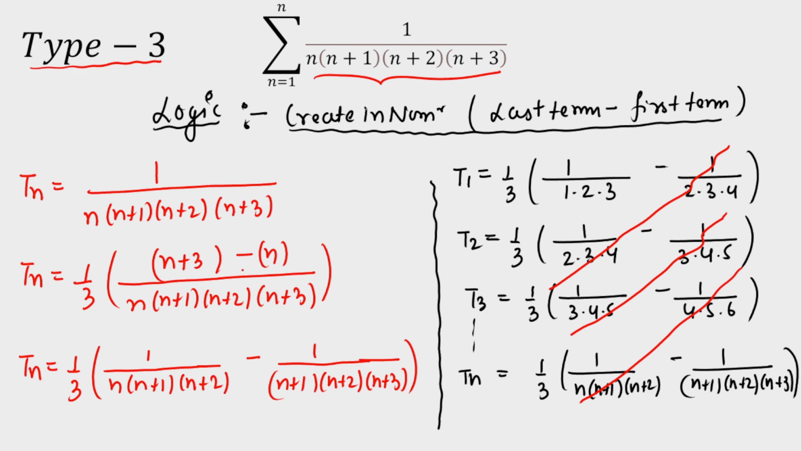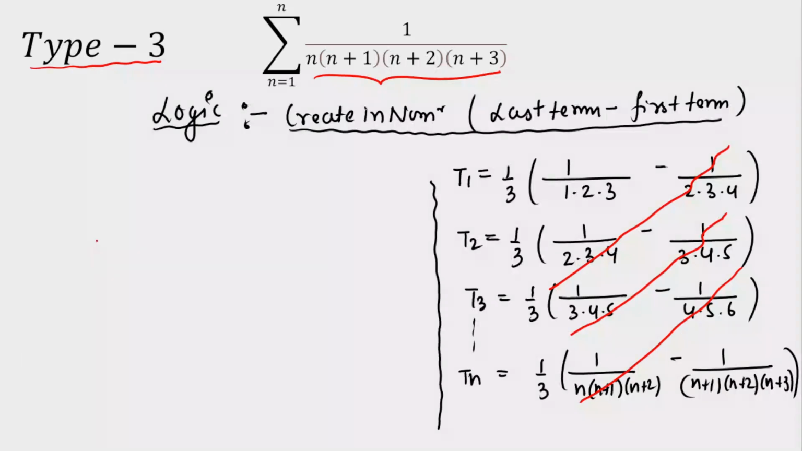So I'm going to write s of n. Let me erase this part. Now after cancellation, I'll get s of n as 1 by 3 times of the first term, which is 1 by 1 into 2 into 3, that is 1 by 6, and minus 1 upon the last term, which is n plus 1 into n plus 2 into n plus 3.